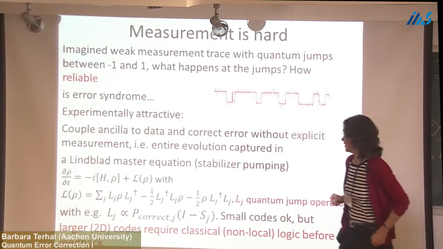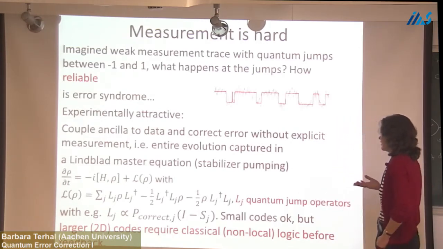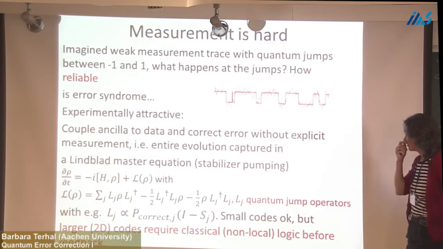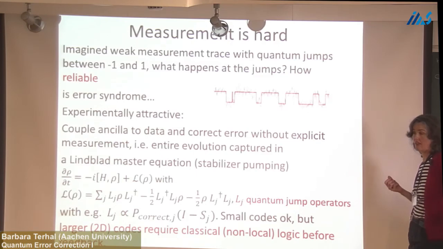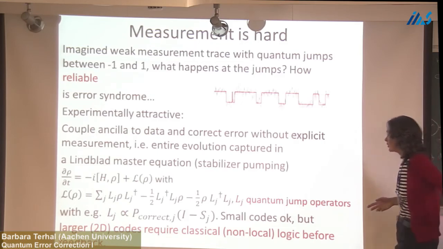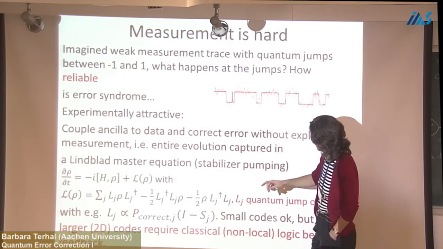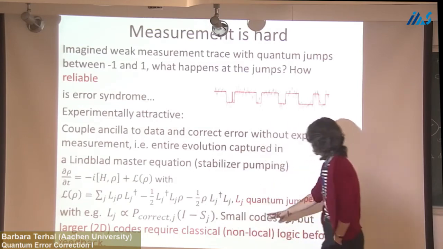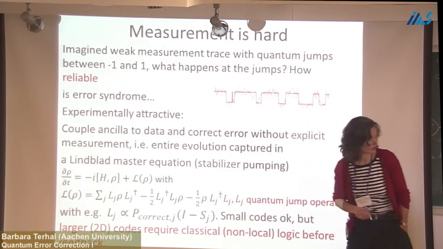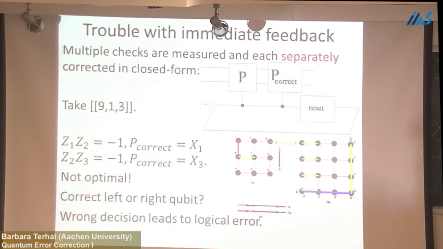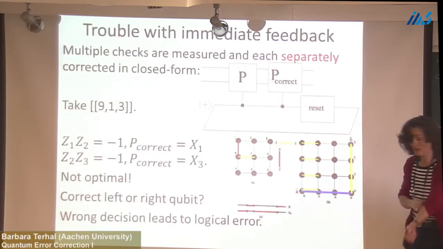This may be a possible route for small codes, but I'd like to make the point that for the codes we are interested in, for topological protection, for good protection, and other reasons to be interested in those codes, they require some non-local or classical logic. And I want to illustrate that in the following manner.